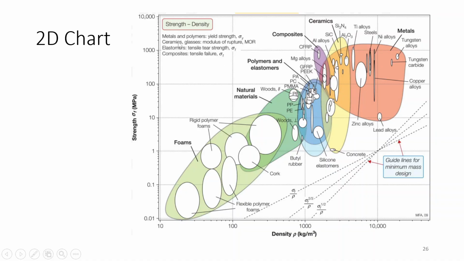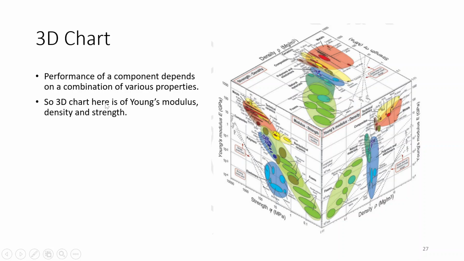For metals and polymers, you'll choose yield strength. For ceramics and glasses, you'll choose modulus of rupture. For elastomers, tensile tear strength. For composites, tensile failure. Next is the 3D chart. These show the performance of a component depending on a combination of various properties. The 3D chart here is of Young's modulus, density and strength. So there will be three charts on combinations of two properties.